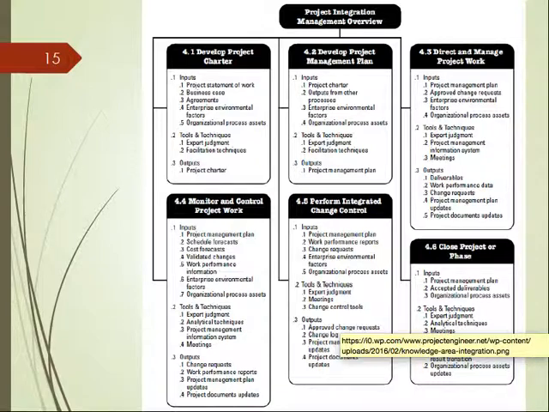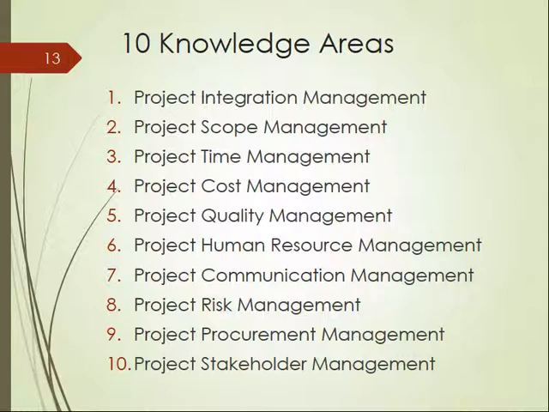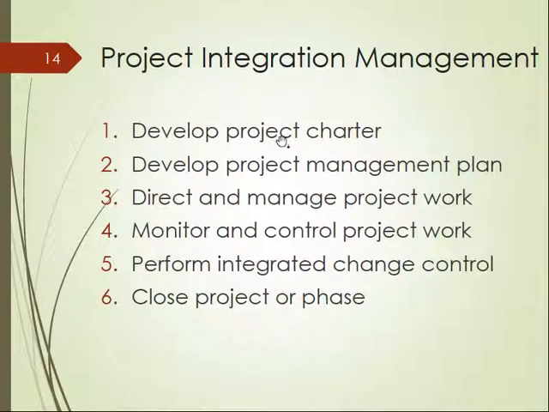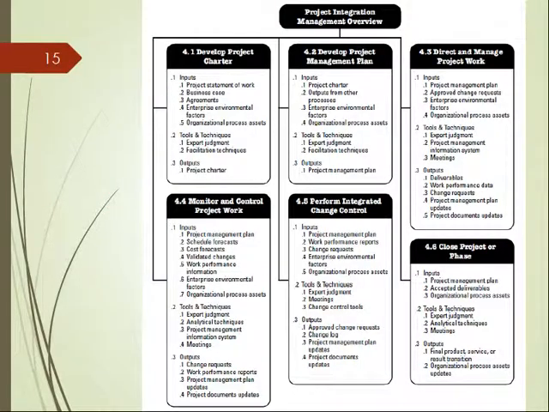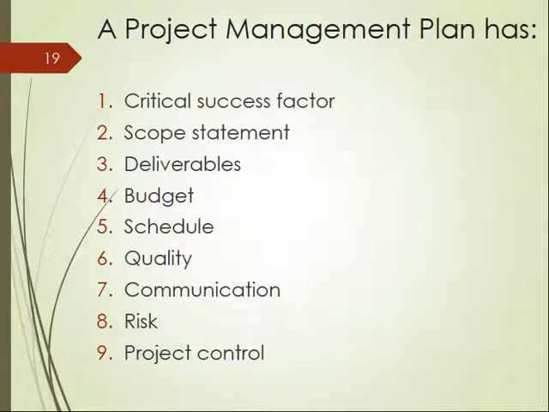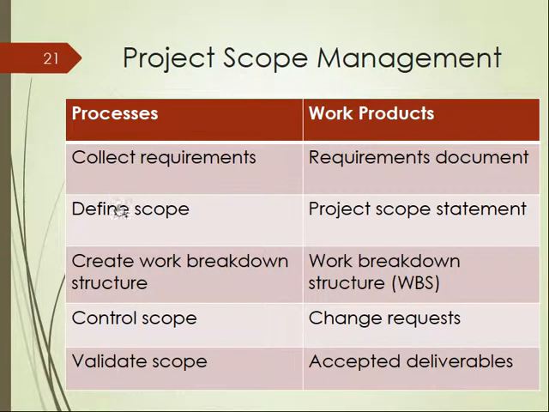Is it in here? Maybe. Okay, so project scope management is the second knowledge area. It is not a process but an area. This area contains five processes altogether. One process is collect requirements, another one is define scope, create work breakdown structure, control scope, and validate scope. And each process has its own work products.